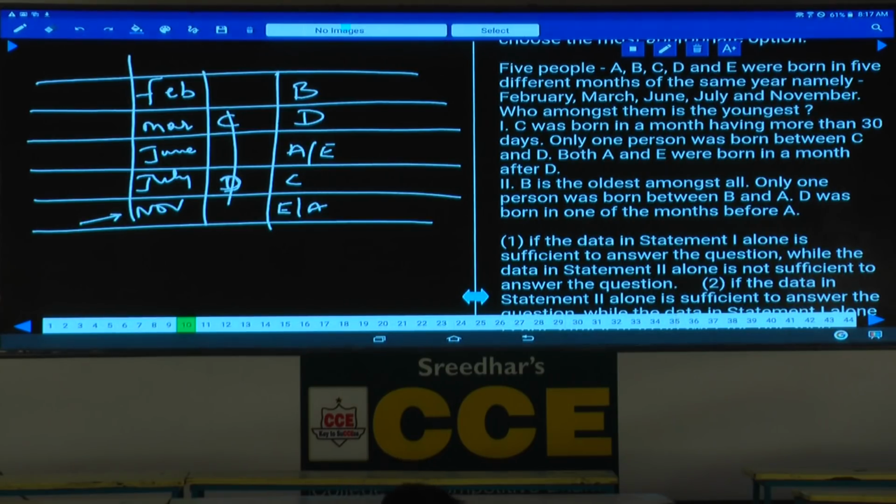Then coming to condition number 2. Now, in this condition number 2, B is the oldest, clearly specified. And only one person was born between B and A. Hence, A will be in the month of June.